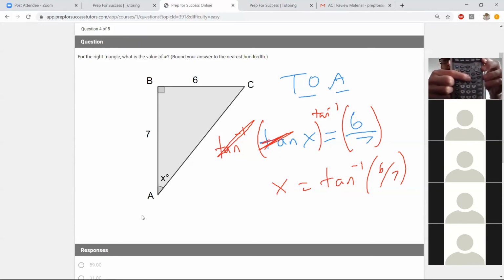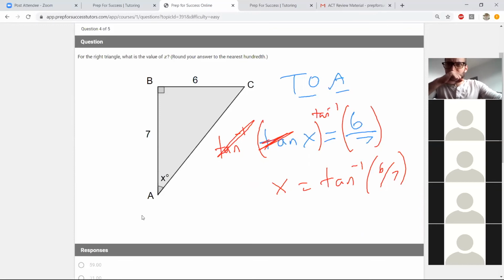Right above tangent, it says tan to the negative 1. So you would click second right here, and then you would click tangent. How do you plug this into your calculator? Yep, so ready? Oh, this one has no batteries, the batteries are dead. So anyways, in your calculator you click tan to the negative 1, and then you plug in 6 divided by 7, and then you click enter. That's going to give you your answer.